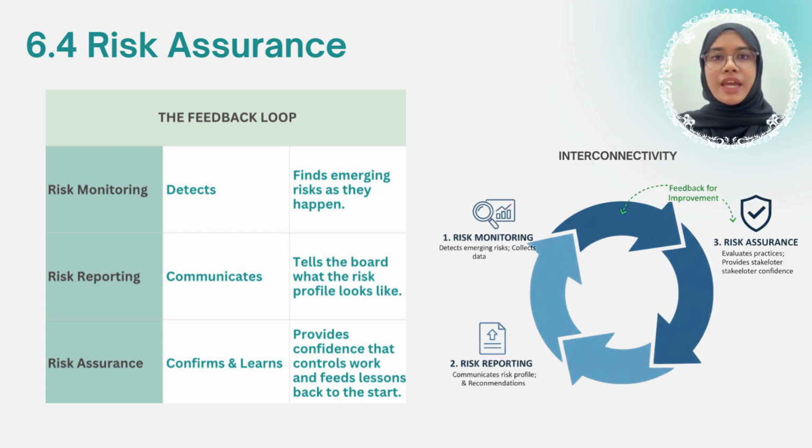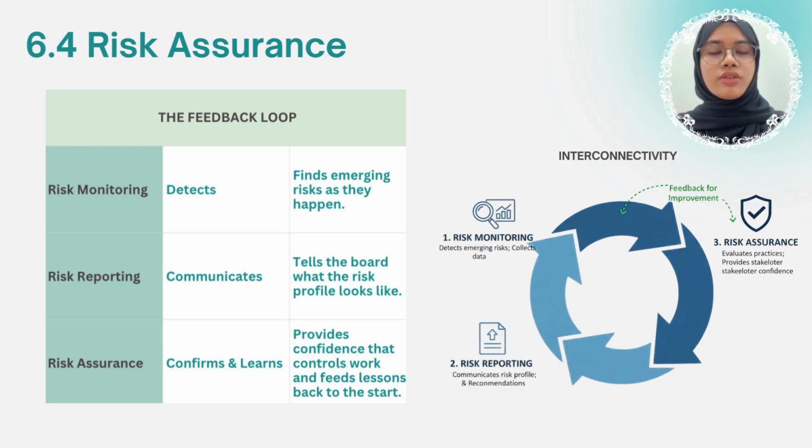On the next slide, we can see the feedback loop and interconnectivity of these stages. On the left, we see the 3 core components: monitoring, reporting, and assurance. Monitoring detects risks as they happen. Reporting communicates that profile to the board. Assurance confirms what we have learned.